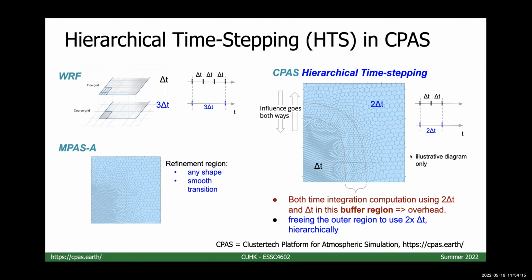Our usual practice is using a factor of 2 instead of WRF's factor of 3. So in the implementation, we have some overhead because for the boundary between the finer resolution area and the coarser resolution area, there is a buffer region that unavoidably the computation for both the finer time step and the coarser time step both need to be carried out, and then our implementation will let the simulated results in the fine region and the coarse region to influence in both ways.